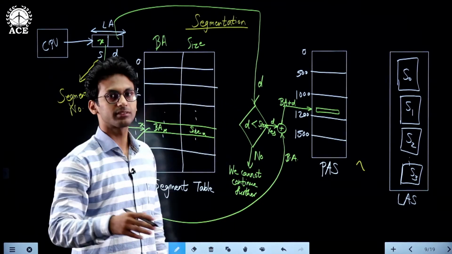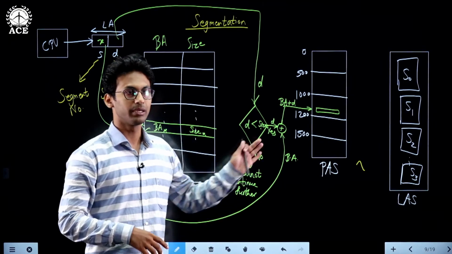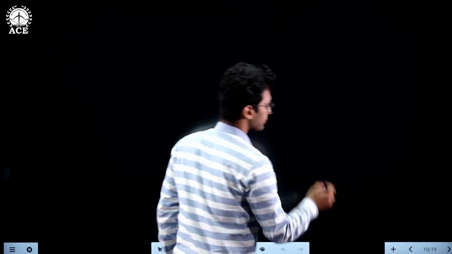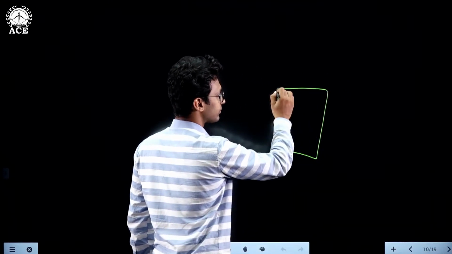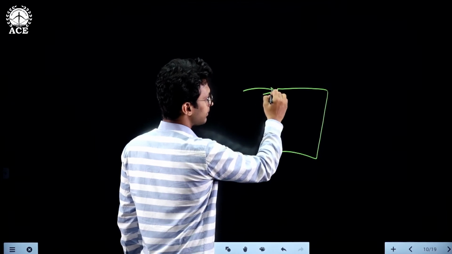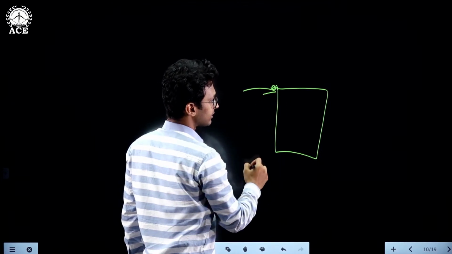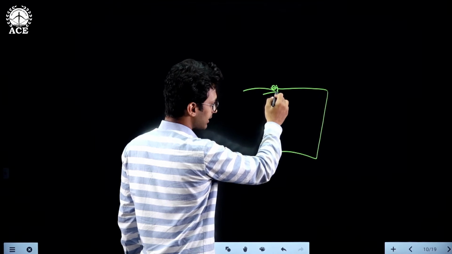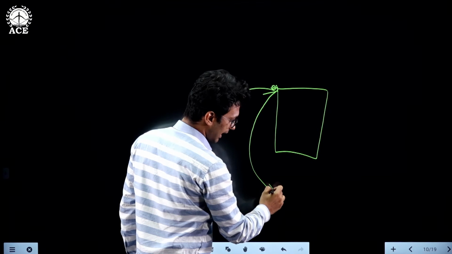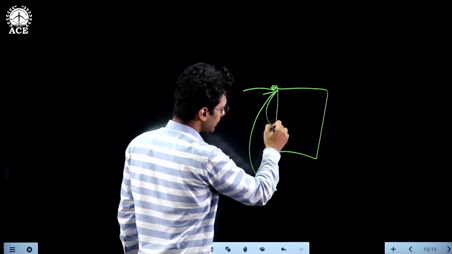We are trying to access something which is not there within that segment. See, logically, if you think this way, this one is your segment. This is the base address of the segment. You are trying to access base address plus that offset. Offset, you are coming here at this point. Offset should be less than the length.